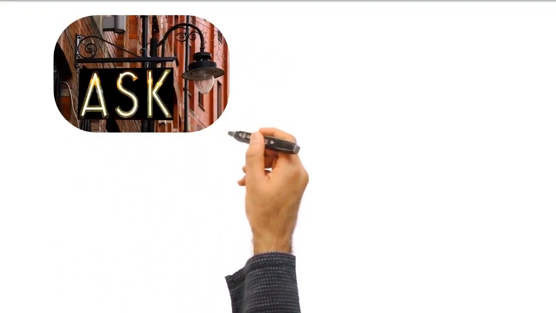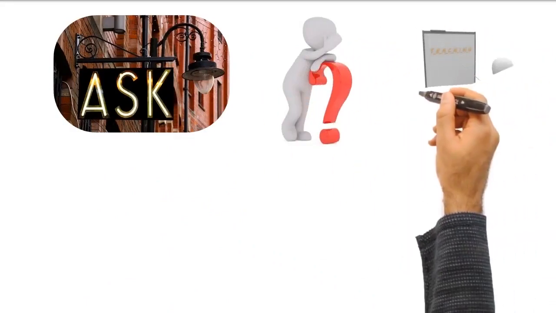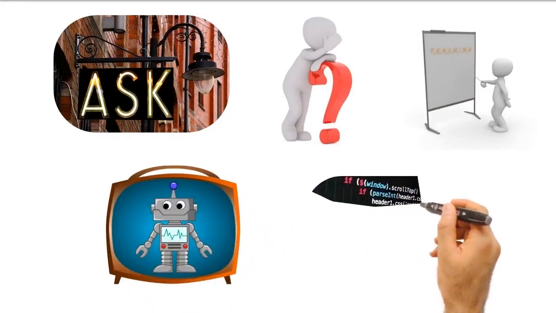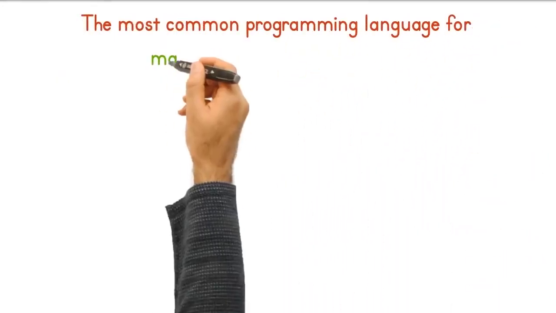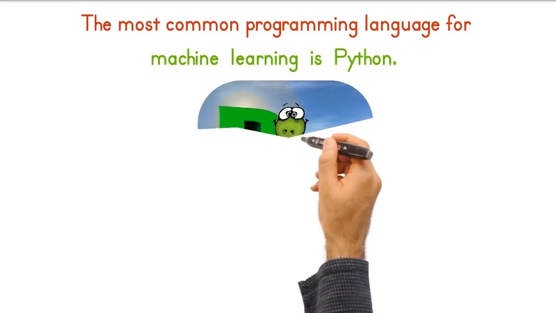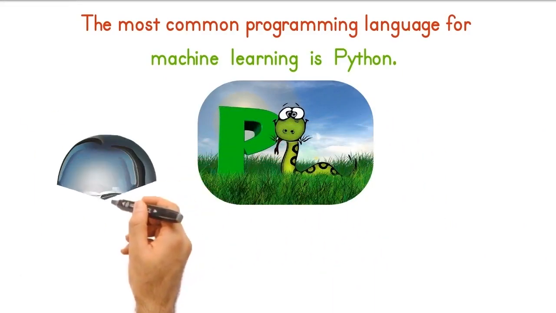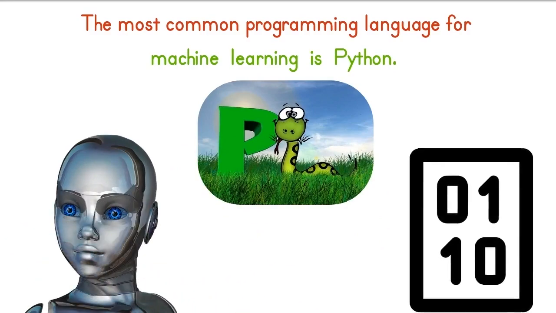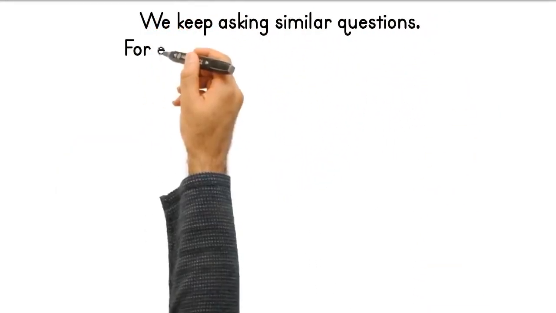The concept is we ask a question and initially we teach the bot what the expected answer is. The bot then learns this and processes it using a complicated algorithm. The most common programming language for machine learning is Python. We're not going to talk about that today. Once the bot has learned the desired response, we then proceed to add more data. And we keep asking similar questions.